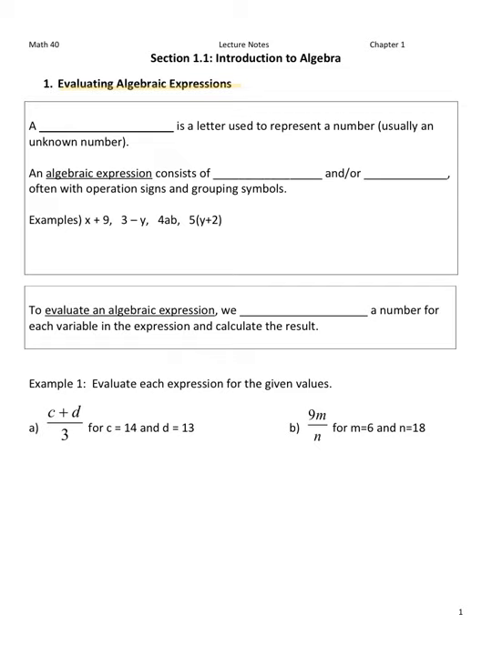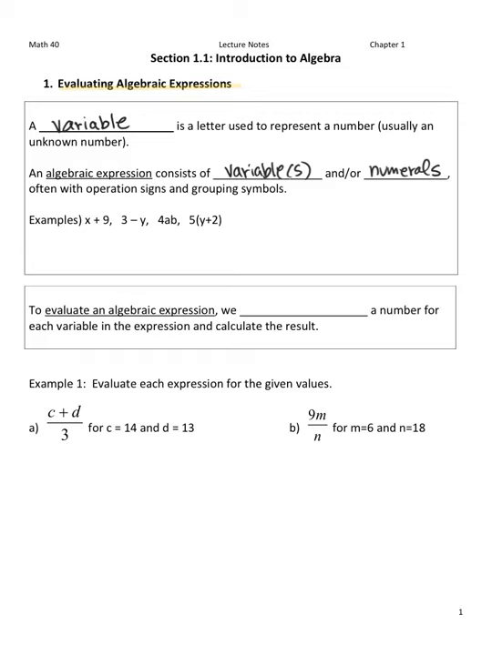Probably the greatest difference between arithmetic and algebra is the use of variables. So what is a variable? A variable is a letter used to represent a number, usually an unknown number. An algebraic expression consists of variable or variables and/or numerals, numbers, often with operation signs and grouping symbols.